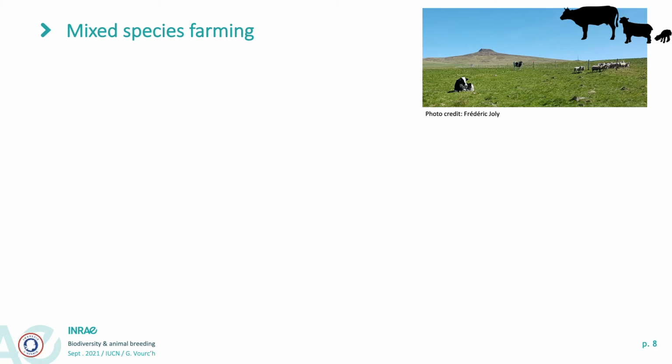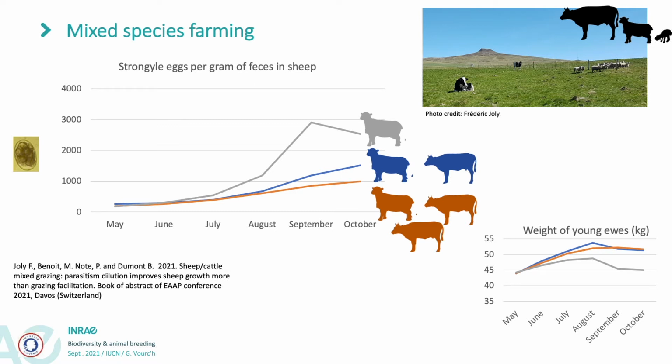Here I'm showing you the result of an experiment led by some colleagues at INRAE, where they raised 3 groups: one with sheep only, one with sheep and cattle in equal proportion, and one with a little sheep and more cattle. And what you see, looking at the parasitic load, is that it was lower in the sheep when they shared the pasture with bovine, with cattle, and they gained more weight. And that was not because they ate differently, that was because the parasites were depleted within the cattle.